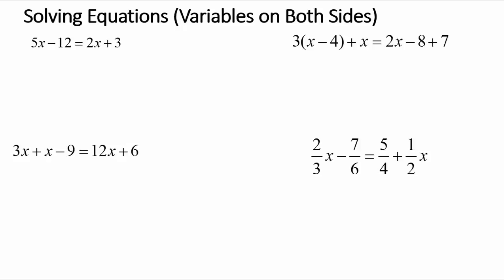I'm going to go over how to solve equations with variables on both sides. If we take a look at this first example here, we've got 5x minus 12 is equal to 2x plus 3. The problem with this equation is that our x's are not together on the same side. I can't just add the 12 and divide by 5 because I still have an x that would be stuck over here in my answer. So here's how we're going to solve this.